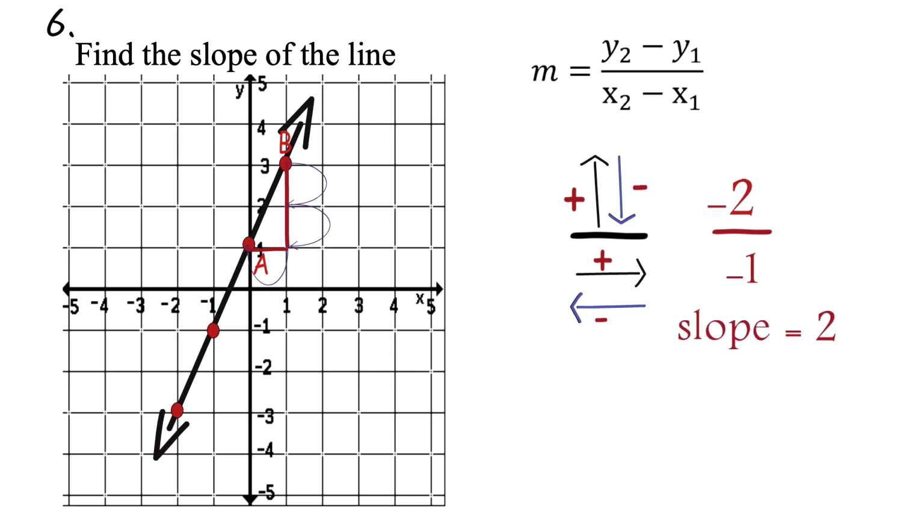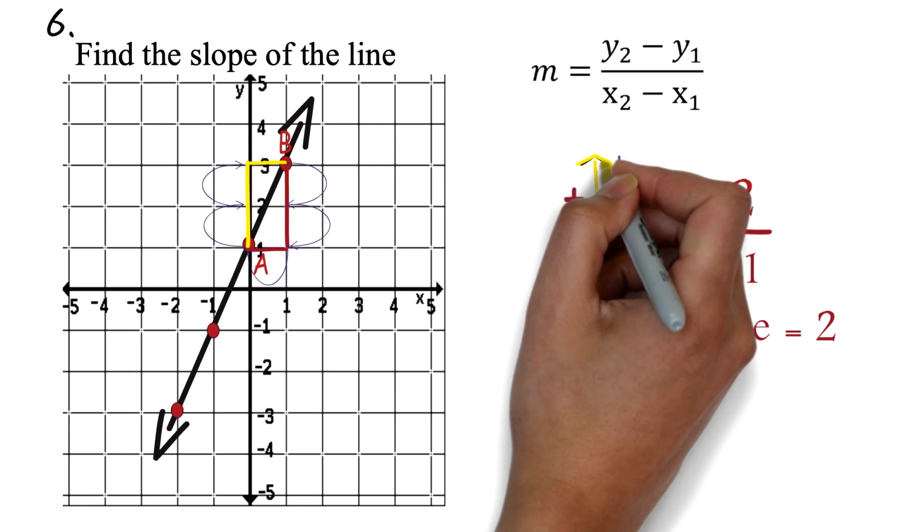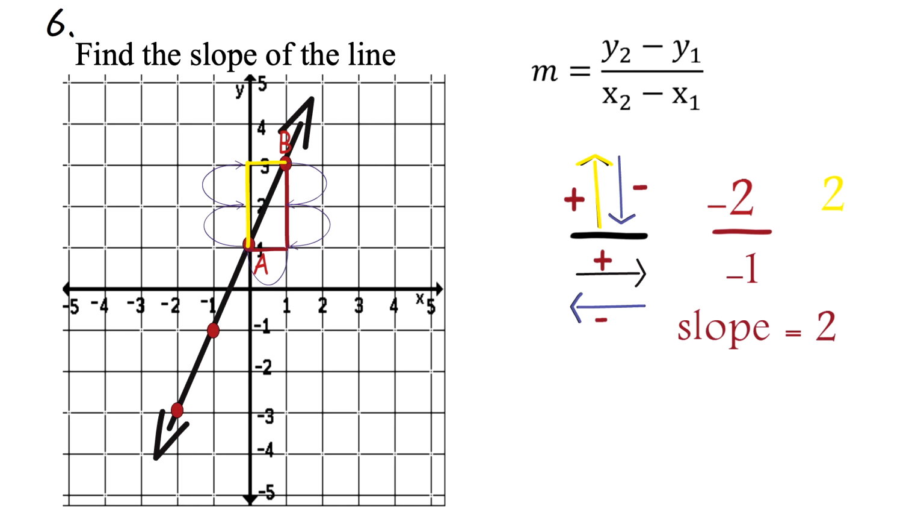We could have also moved from A to B. Let's look at it. We have our slope triangle here. We move 2 points up. Moving up is positive, so we have 2. Then we will move to the right one. Moving to the right is positive. So we have 1. 2 over 1 is the same as 2. We notice that we got the same answer. There are other things you can do, but I don't want to get you confused with that.